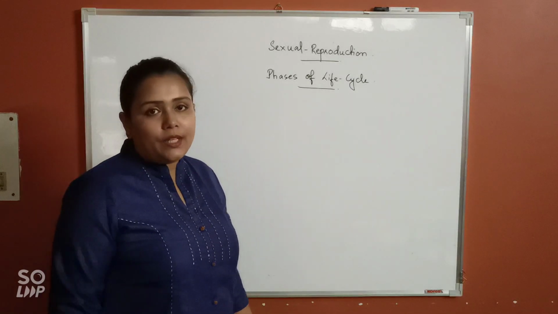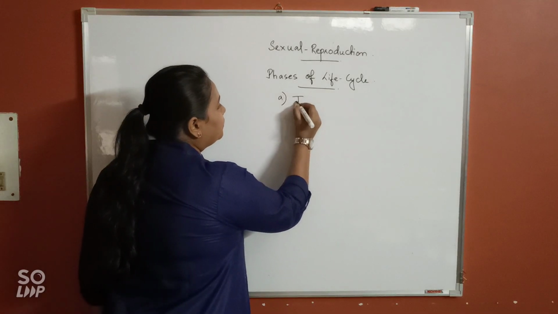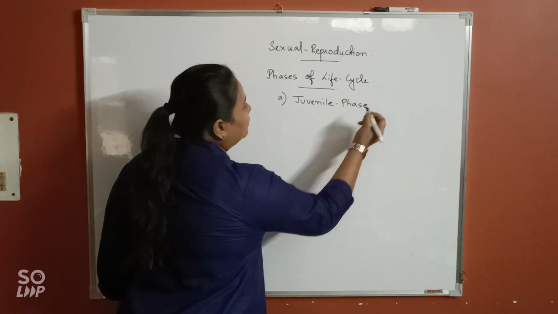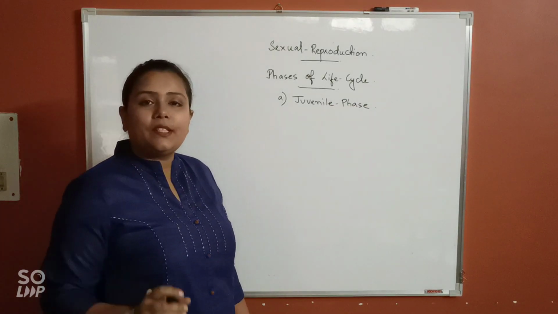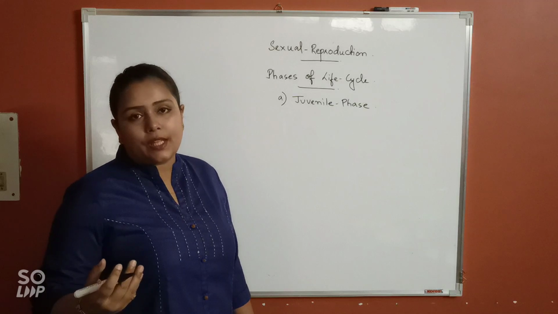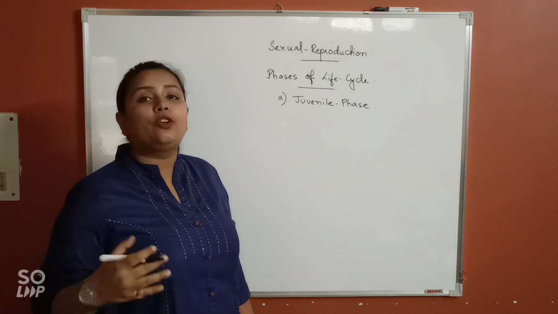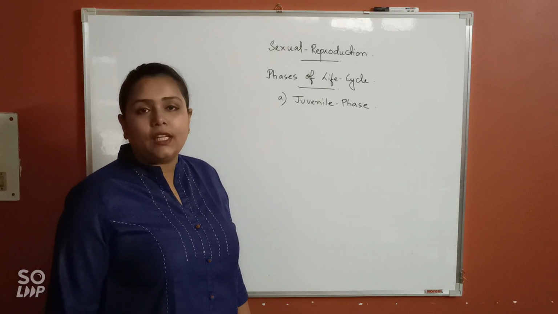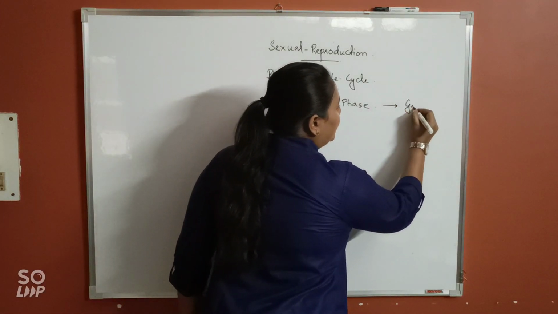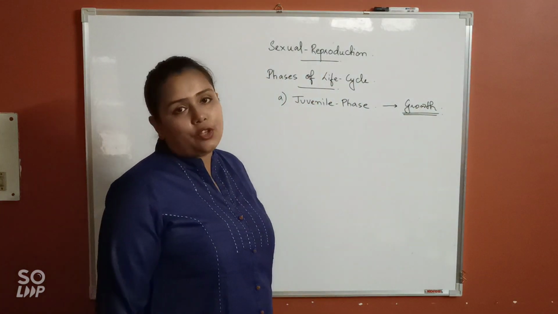For every living organism, there are mainly three phases in the life cycle. First, juvenile phase. Juvenile phase is basically a phase in which the organism starts to prepare itself for reaching the reproductive phase. It's a preparation phase where the organism will grow to attain that level of maturity when it can finally start to reproduce. So, here mainly growth will take place. It's marked by the occurrence of growth.